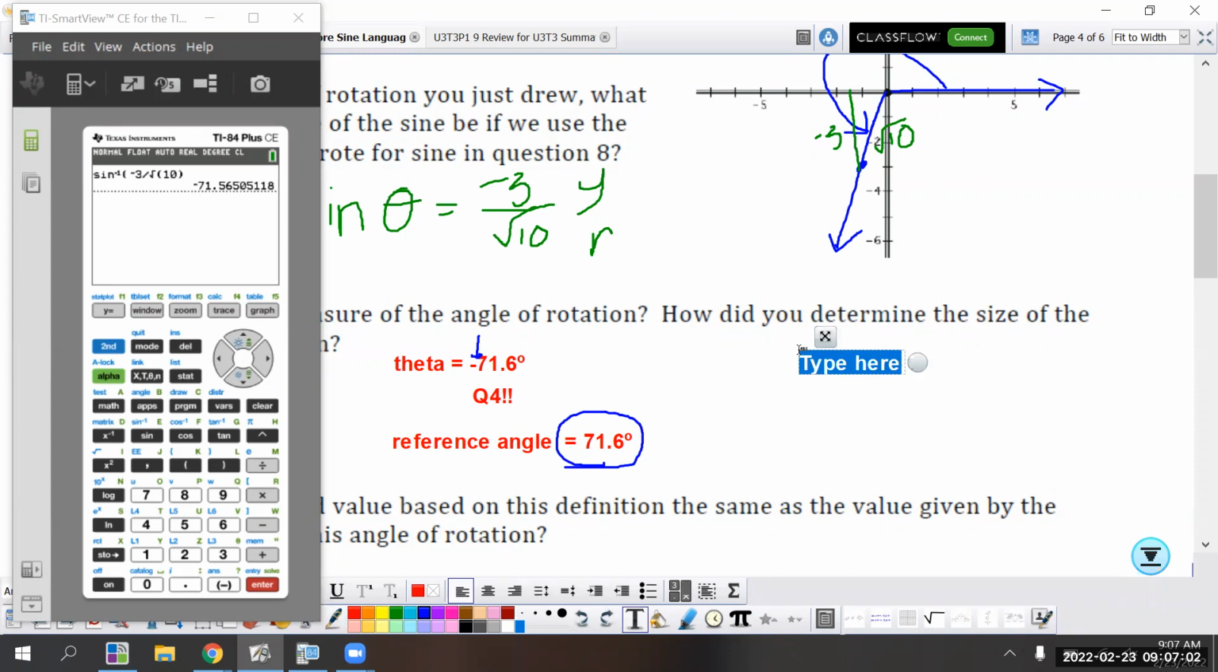All right, now use 71.6 to find the angle of rotation. Pause the video to do that. You should be doing 180 plus 71.6, which is 251.6 degrees.